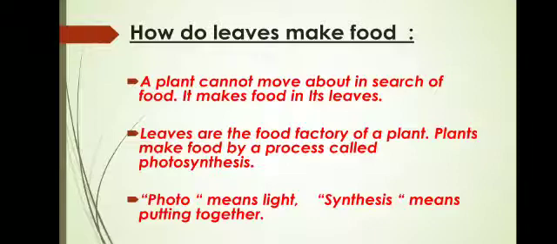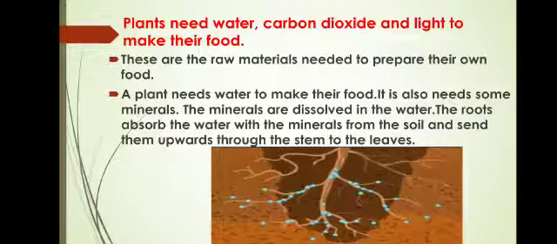In the same way, plants also prepare food. What are the ingredients needed? Now we will discuss. Water, carbon dioxide and light. These three are the main ingredients needed to prepare food in plants.